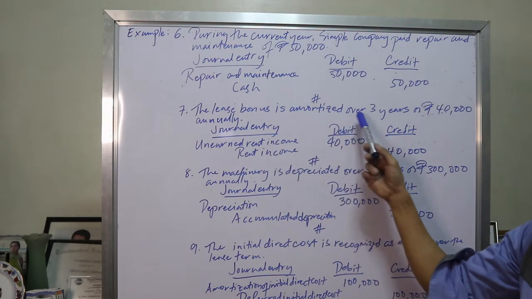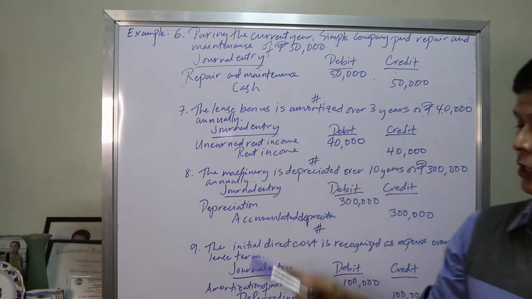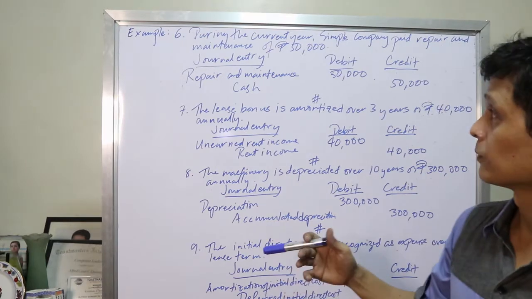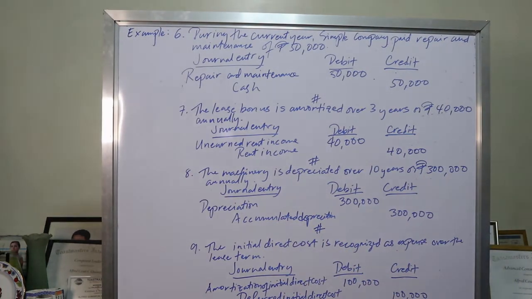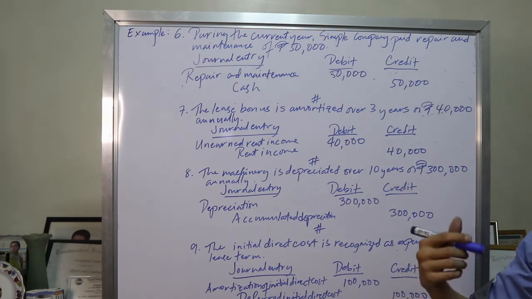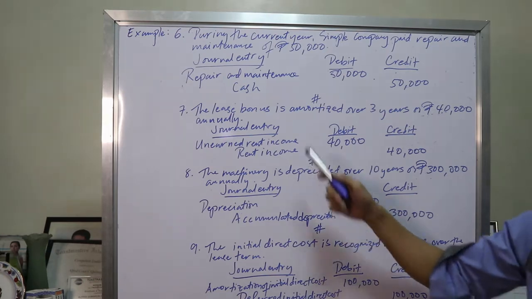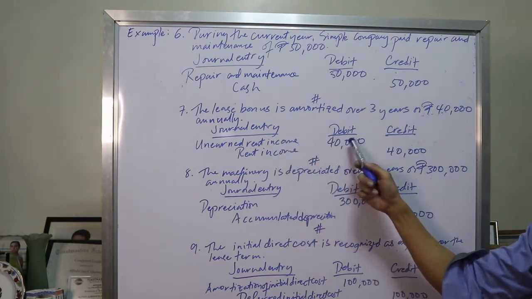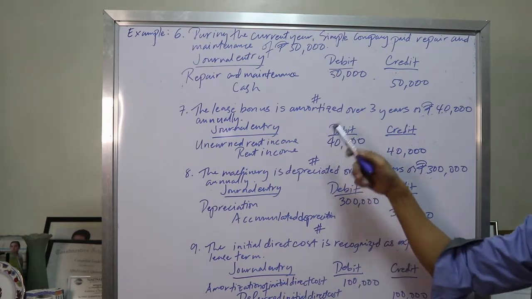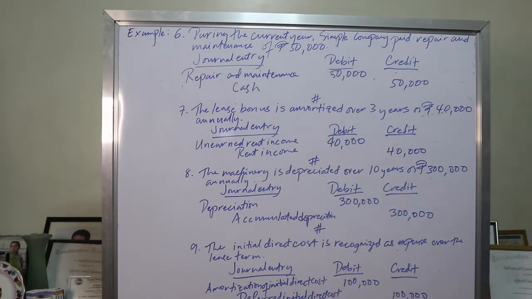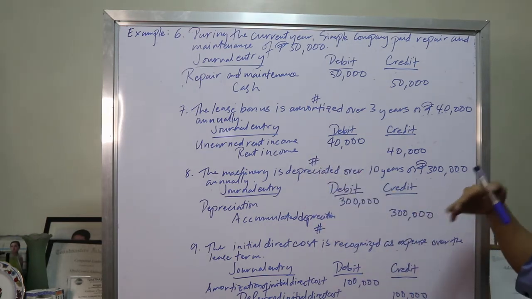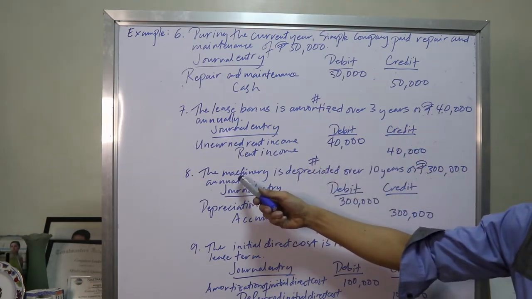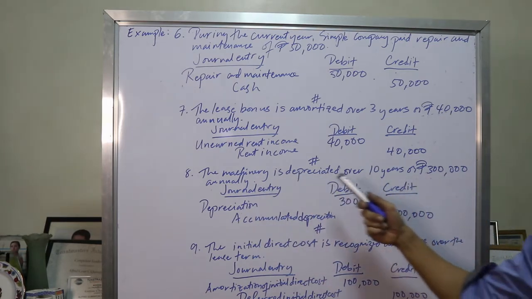Number 7, the lease bonus is amortized over 3 years or 40,000 pesos annually. So kung matatandaan mo kanina, yung lease bonus is a total of 120,000. So ina-amortize natin yan kada taon. 'Di ba yung entry kanina, it's debit cash and credit unearned rent income. So ngayon naman, pag inamortize natin siya, i-debit naman natin yung unearned rent income for 40,000. So that's 120,000 divided by 3 years, so 40,000. And credit rent income, saka pa lang tayo mag-recognize ng income gradually over the life of the lease term, for 40,000.